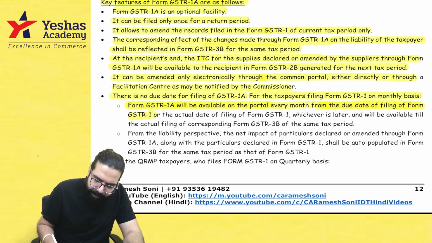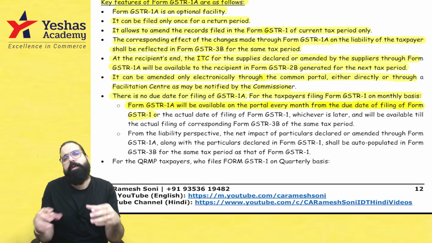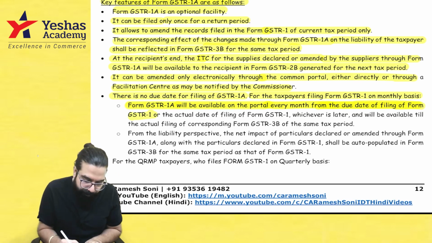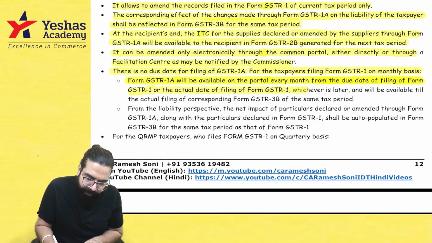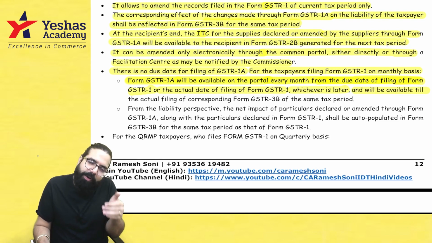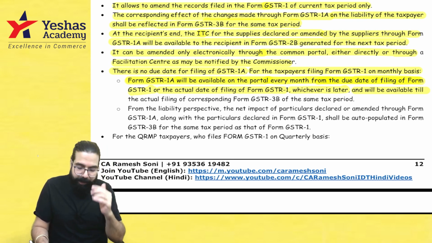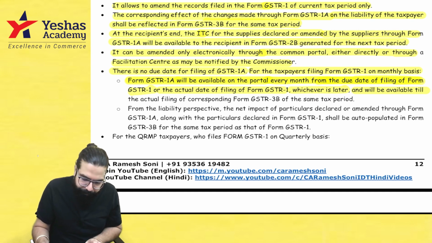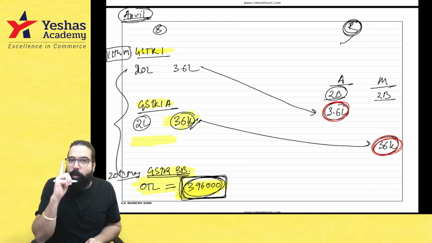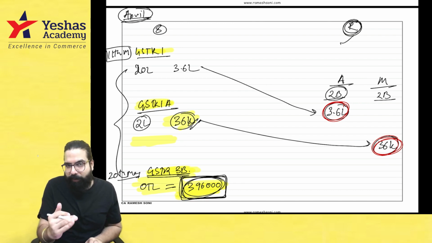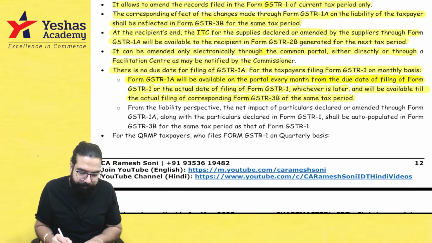GSTR 1A will be available every month from the due date. From the due date means just after the due date. So due date is 11th, from 12th GSTR 1A will be available. Or the actual date of filing GSTR 1, whichever is later. And later means it will be available after 11th only. Even if you have filed GSTR 1 on 7, doesn't matter. GSTR 1A will be available from 12th only. And it will be available till the actual date of filing GSTR 3B. So GSTR 1A is available from 12th till 3B, on or before filing your GSTR 3B.